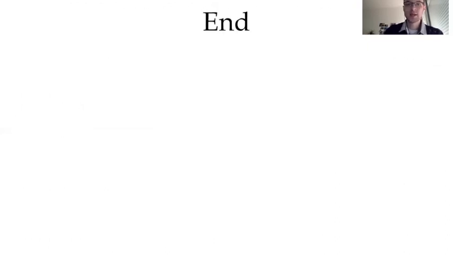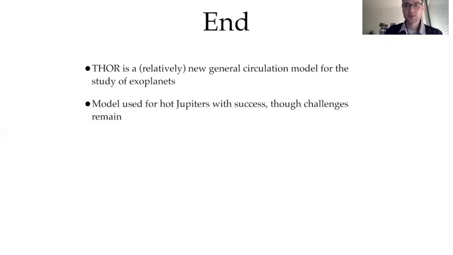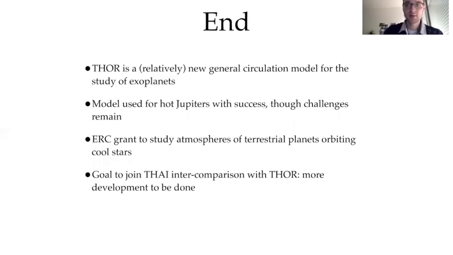I want to end by just summarizing that THOR is a relatively new general circulation model for exoplanets, and we've used it for hot Jupiters with some success, but we have, of course, remaining challenges. We have an ERC grant in my group to study terrestrial planets orbiting cool stars, so I'm working towards that. And with that in mind, if I can get the physics done in time, I would like to join the TRAPPIST-1 intercomparison. And with that, I'll end. Thank you.